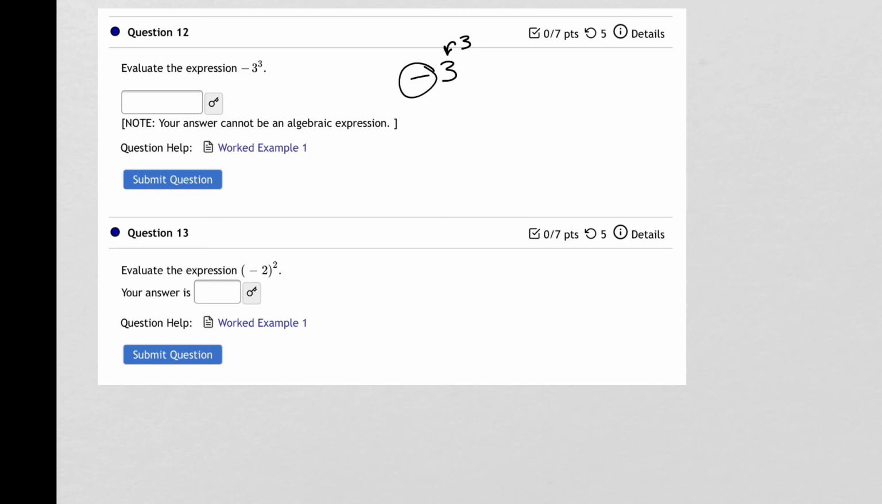So I need to do 3 to the third power first. Well, that means 3 times 3 times 3, right? So this is going to be 9 times 3, which is 27. But then I still have that negative out front, so I have to write the negative there, so it's going to be negative 27.